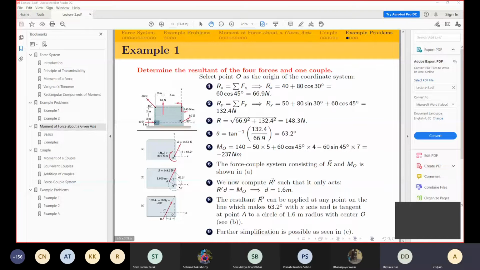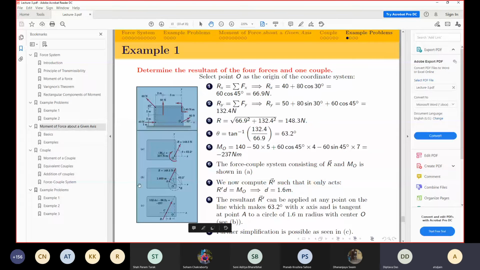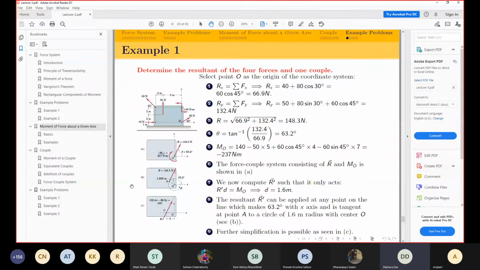Sir, can I go to the next? Is this okay? Yes, sir, we can slide a couple to any point. Sir, I have a doubt. The resultant of all the four forces must pass through a line of action. The resultant of the forces is another force, so it must have a line of action. So that line of action must pass through O.